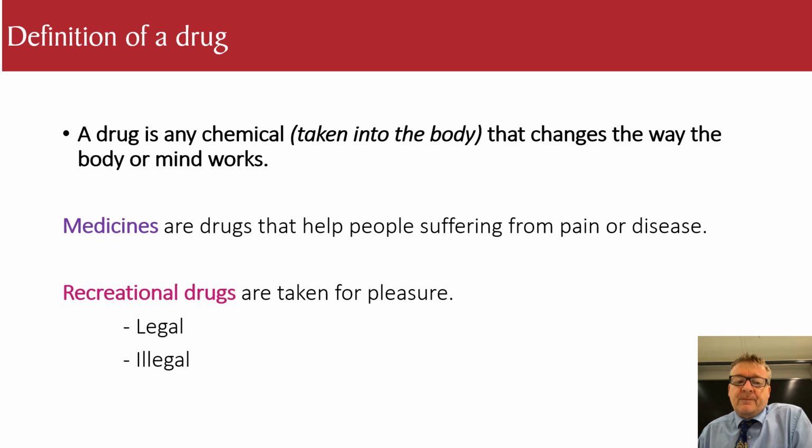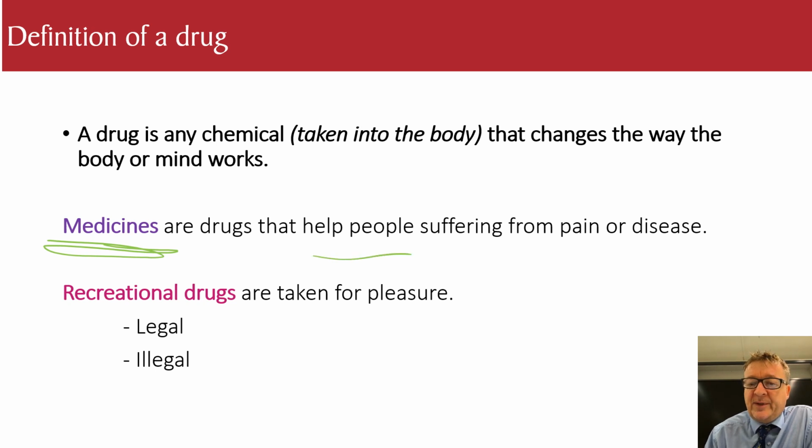Now, drugs. All right, here's a definition of a drug. A drug is a chemical that changes the way the body or the mind works. Okay? Now, there are 2 different types of drugs that we can talk about. We can talk about medicines, which are drugs that help people suffering from something, or we can talk about recreational drugs, taken for pleasure, legal and illegal drugs.